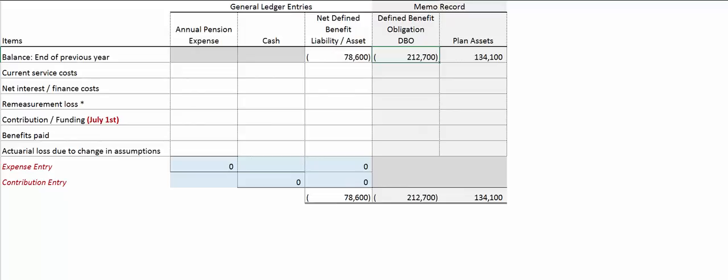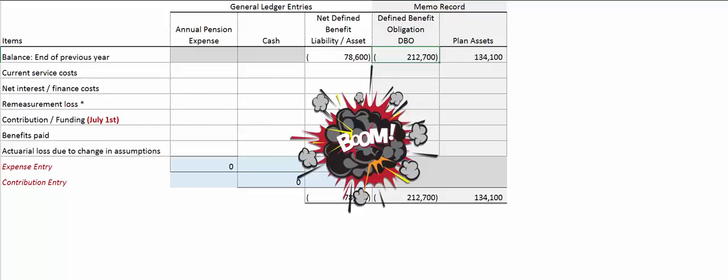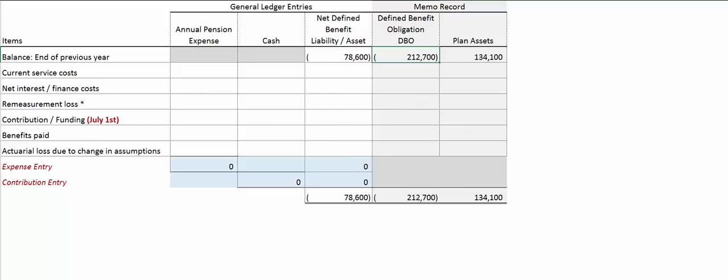And whoa, your head could explode at this point. But luckily that's the work of the actuaries. We don't have to worry about it. The actuaries will tell us if they have determined a new amount for our defined benefit obligation. So we'll see what happens when we get that information.